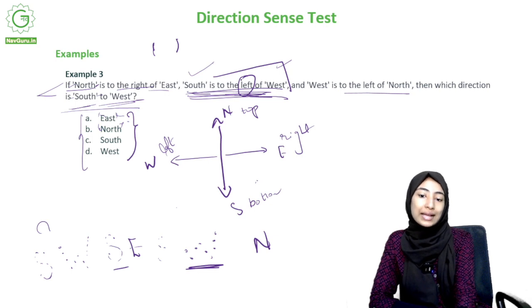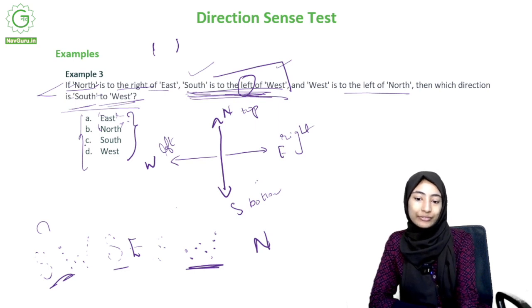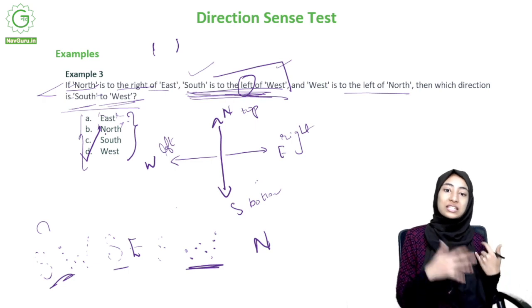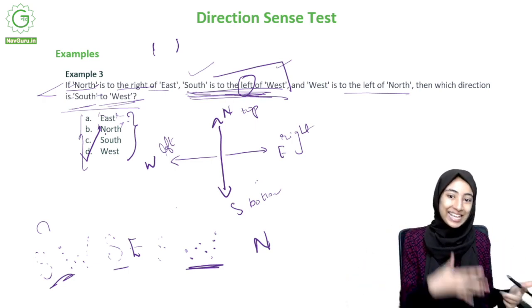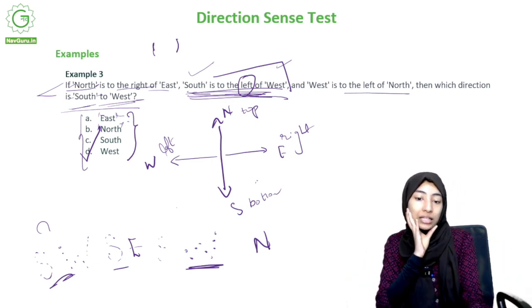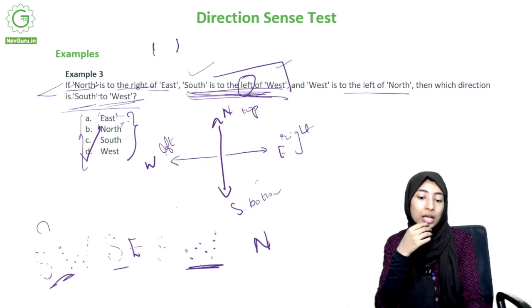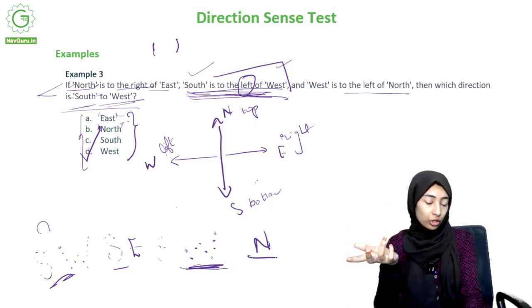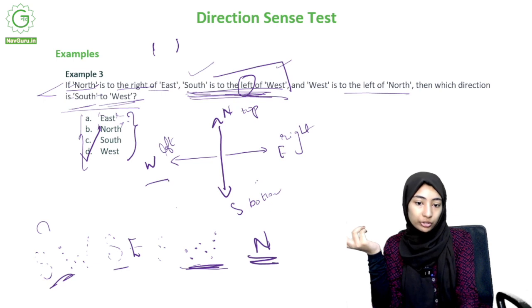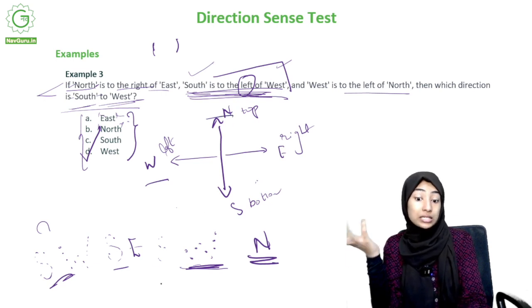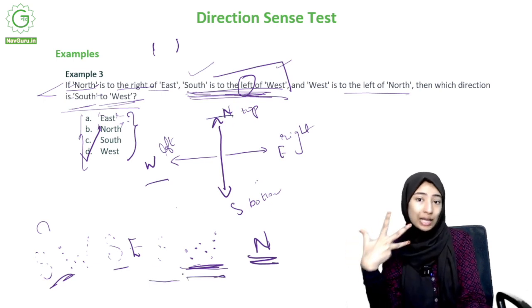So which direction is south to west? South is to the left of west, right? So the left is basically west. The answer is west. So basically you can say south is to the west of west, because here north and south are different. See, here west is to the left of north. That's not the case, right? West is not to the left of north. And you see that south is to the left of west. That's not how it is actually.